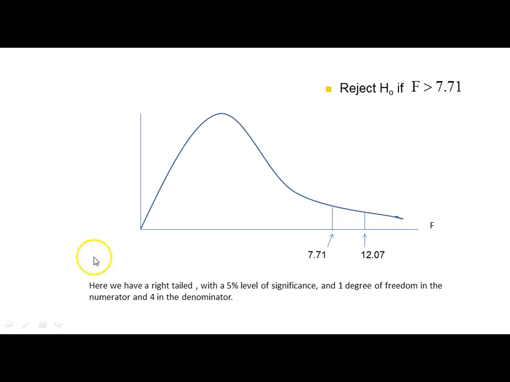Here's a little graph of approximately what the F distribution looks like. As I said before, it's positively skewed. Our critical value here was 7.71 with 1 degree of freedom in the numerator and 4 in the denominator. 7.71 leaves a probability of 5% above it. Our calculated F ratio is in the rejection region, so we reject the null hypothesis.